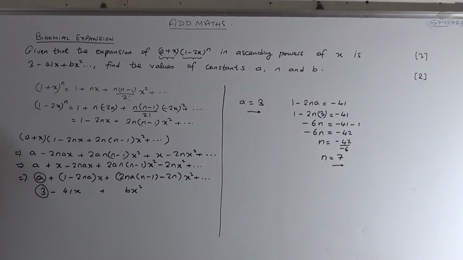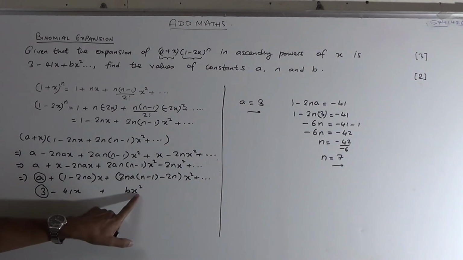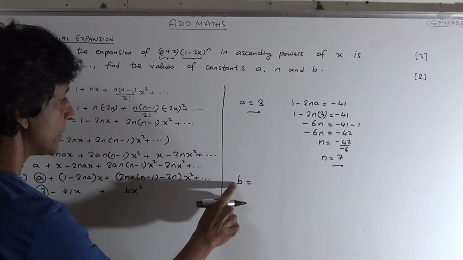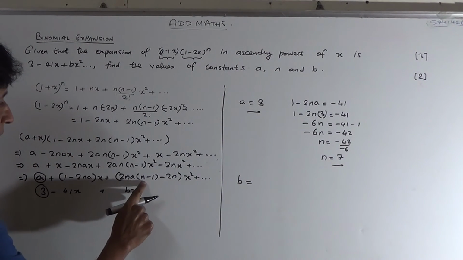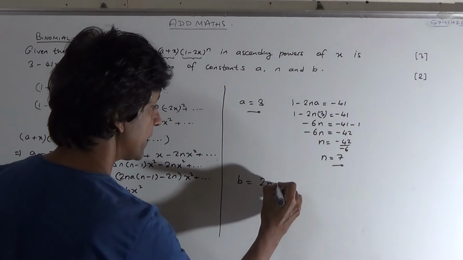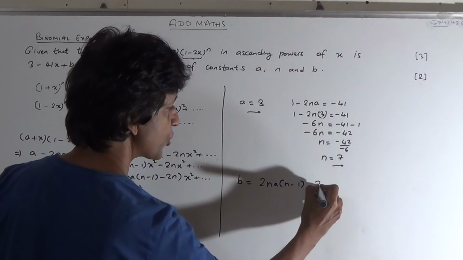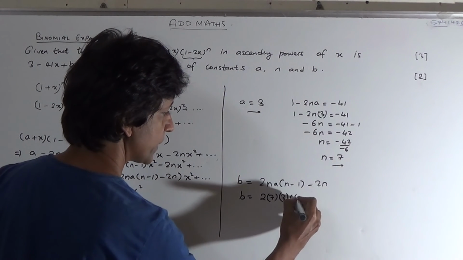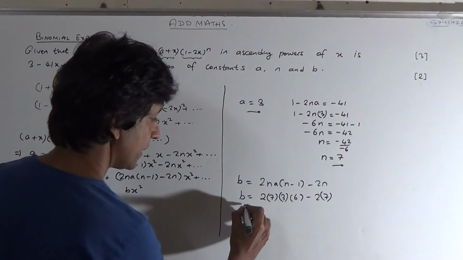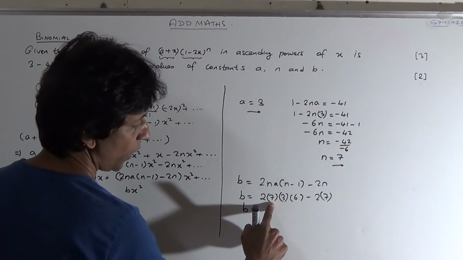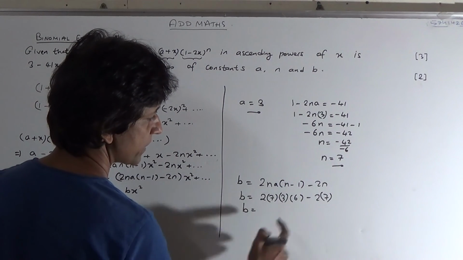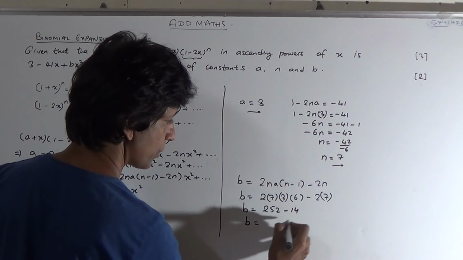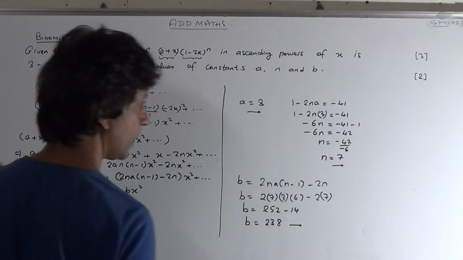Right, now we need to find b. The coefficient of x^2 is b. So we know b is the coefficient of x^2. At the same time, the coefficient of x^2 is 2na(n - 1) - 2n. So b is equal to 2 times n, which is 7, times a, which is 3, times (7 - 1) which is 6, minus 2 times 7. So b is going to be equal to 7 times 3 is 21, 21 times 2 is 42, 42 times 6 is 252, minus 14. So b is going to equal 238. So here are our answers to this question.